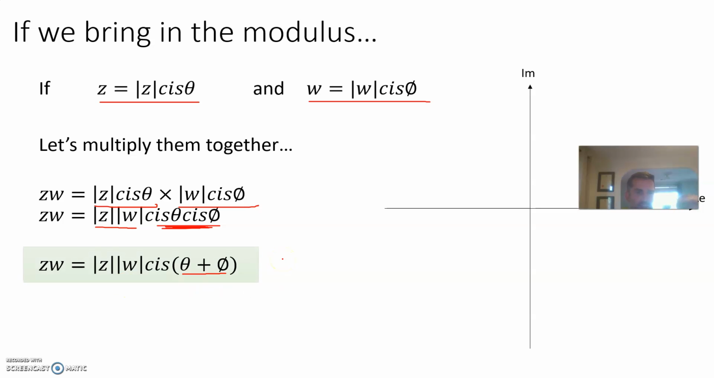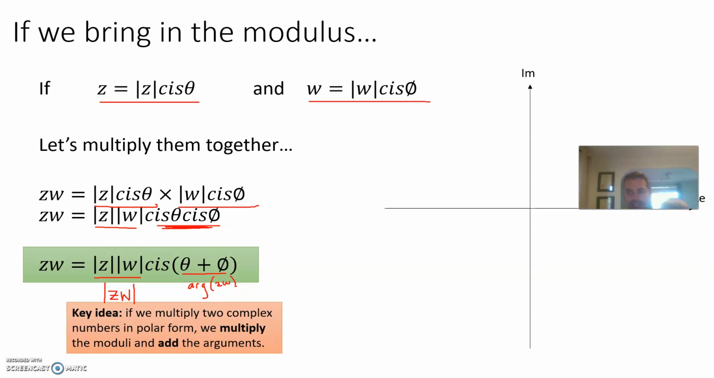So this is kind of the key point. When we multiply z by w, we just end up with the two moduli out the front being multiplied together. And this actually gives us the modulus of the new complex number. This is the bit out the front. So this is actually the modulus of z times w. Then we have cis, and then we have theta plus phi, which is just the two arguments added together. So this bit here is just the argument of z times w.